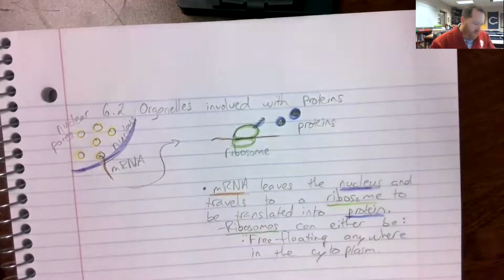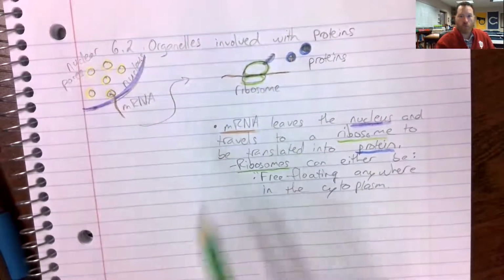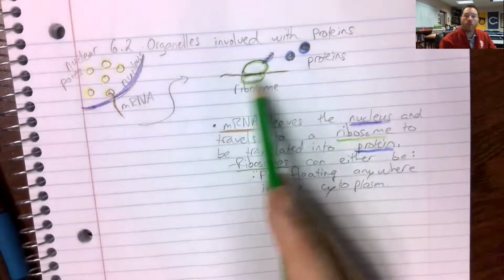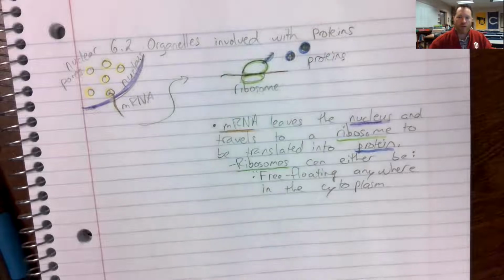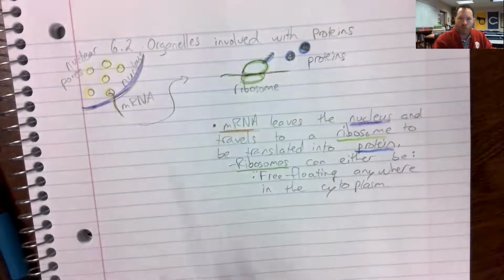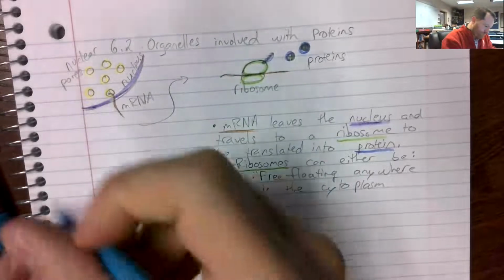So we really have two different types of ribosomes. The one we've drawn so far is a free-floating ribosome, which is kind of off by itself, pretty much anywhere in the cytoplasm of the cell. You need proteins made, this guy's going to be around to make them. Or, though, there's a second option.